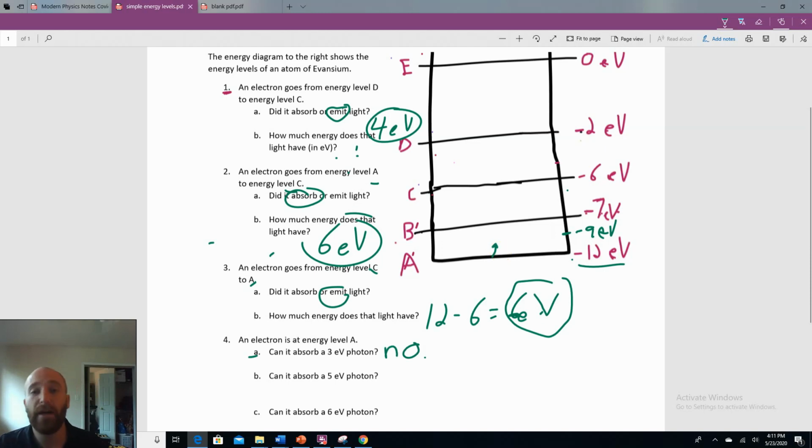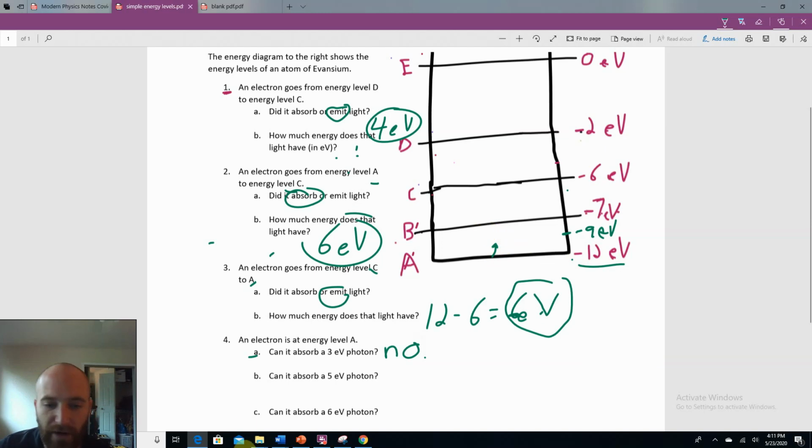No, it can't. And the reason for that is, again, this electron has to land somewhere. It has to be on an energy level. If it absorbed that photon, it would be between energy levels, which just doesn't happen. It's not the way that atoms and electrons are designed. It's not the way they work. So what would actually happen is this light would just go right by the atom. They wouldn't interact at all.